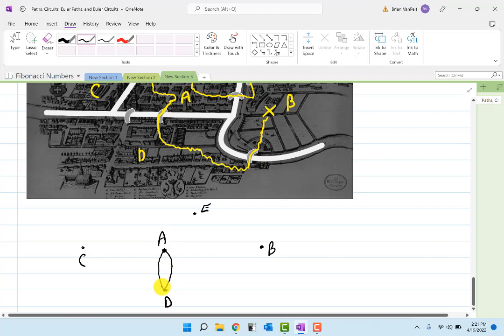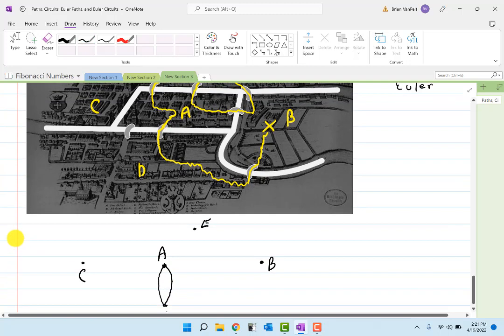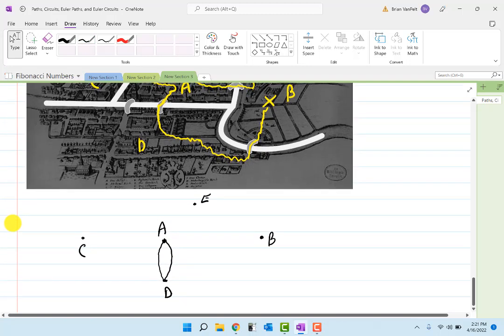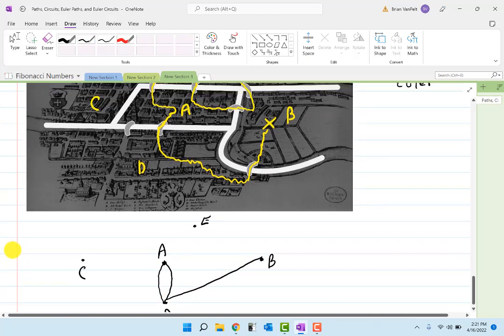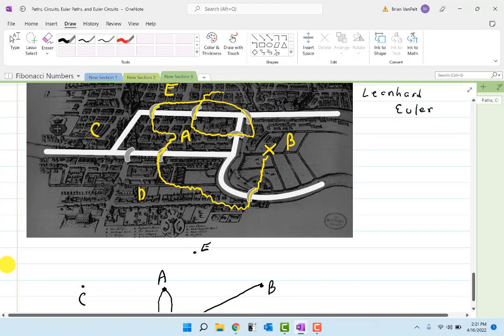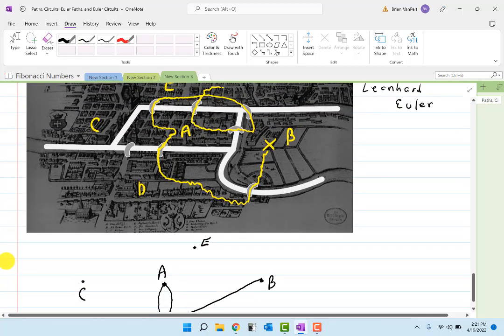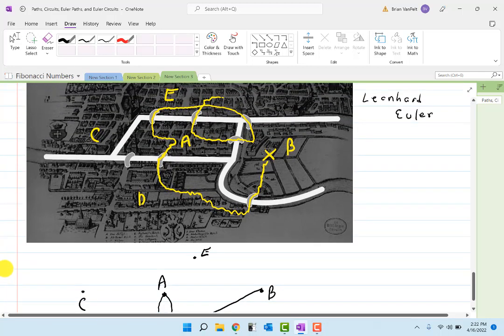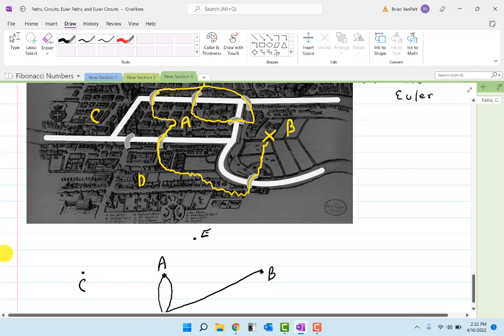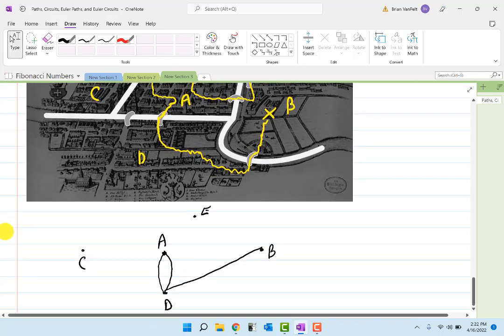So I've got that done. Then D is also connected over to B. I got that one. And then I think, what else is A connected to? It's connected to E, and there are 2 bridges that lead from A to E. So let me go ahead and draw those.